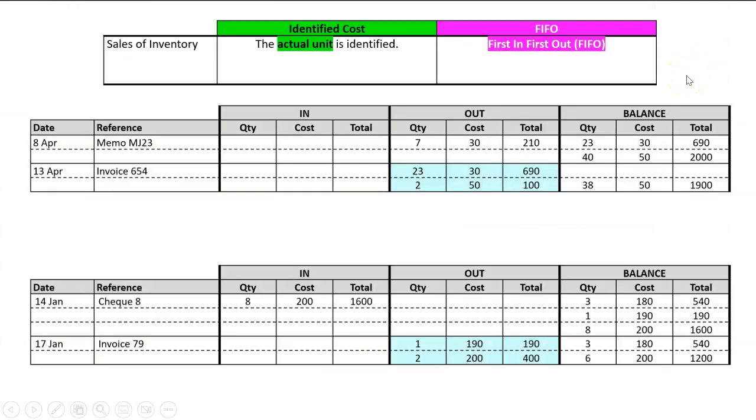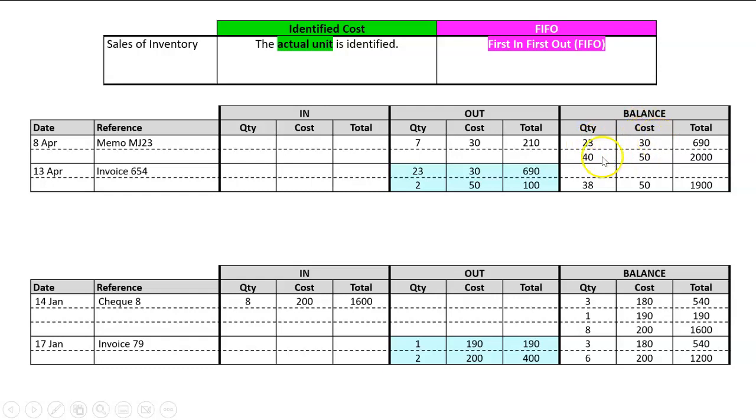So if I gave you a sale, and I gave you those two inventory cards, we're looking at the shaded section in blue here. This one says 23 out at 30, 2 at 50. This one says 1 at 190, 2 at 200. One of those is identified cost and one's first in, first out. How would we tell? Well, we need to look at the balance on the day before.